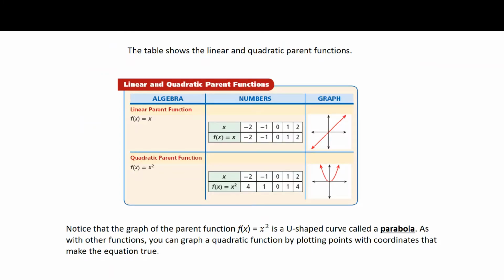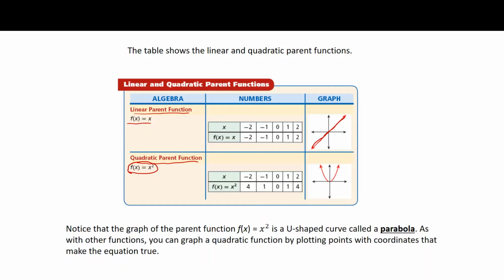So the table shows the linear and quadratic parent functions. In the linear parent function, the most simple function, f of x equals x. So when x equals -2, y equals -2. When x equals -1, y equals -1. And when we plot all these points, we get one straight line. For the quadratic parent function, it's f of x equals x squared.